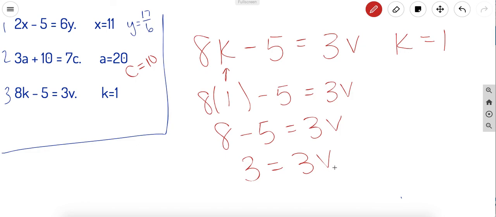And then we need to get this variable, this letter v, by itself. How do we get it by itself? We figure out the relationship. What's the relationship between 3 and v? It's being multiplied. So what is the opposite? We would divide. So we get an answer of v equals, what is 3 divided by 3? It's 1.